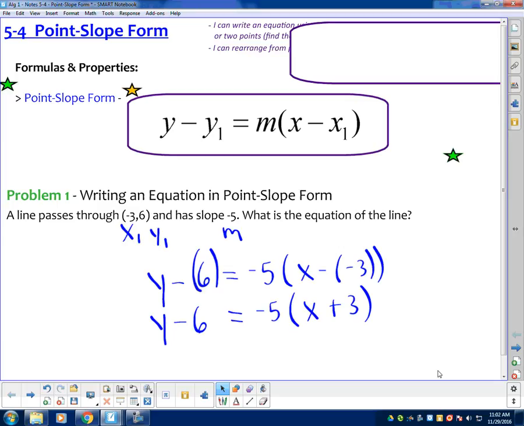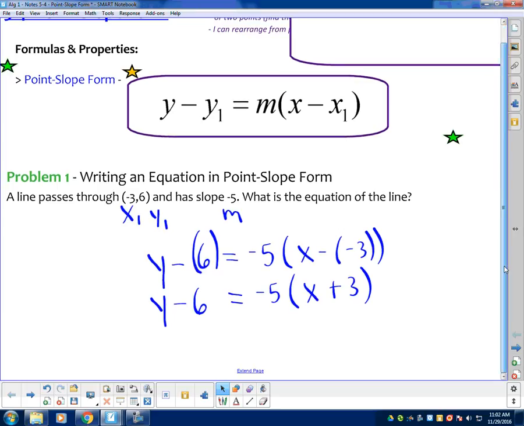Sometimes we'll be asked to take the equation of the line in point slope form and then write it in slope intercept form. Here we're just going to leave it in point slope form.